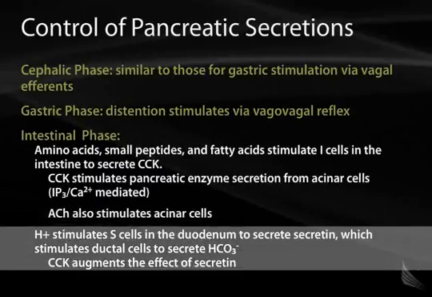Low pH or acid stimulates S cells in the duodenum to secrete secretin, and this stimulates ductal cells to secrete bicarbonate. As we mentioned earlier, in the presence of high levels of secretin, bicarbonate is exchanged for chloride, resulting in bicarbonate-rich fluid. CCK augments the effect of secretin, and this is an example of two hormones working together to potentiate the effect of one of them. The next diagram really shows a good overview of the regulation of pancreatic secretion.